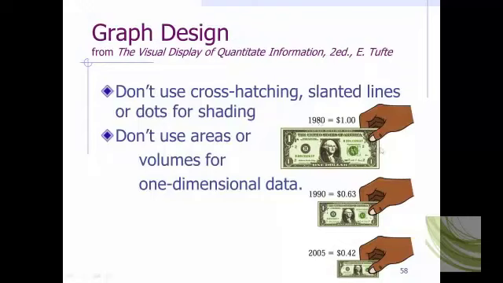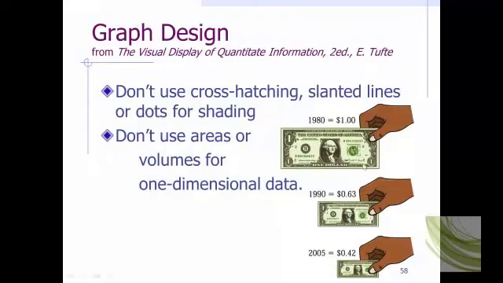Okay, now these are very nice graphics, and they're very neat and very clean. But what we are looking at is one-dimensional data. And if you took a ruler and measured the length of the dollar in the hand, the 1991 would be 63% of the length of the 1980, and the 2005 would be 42% of the 1980.